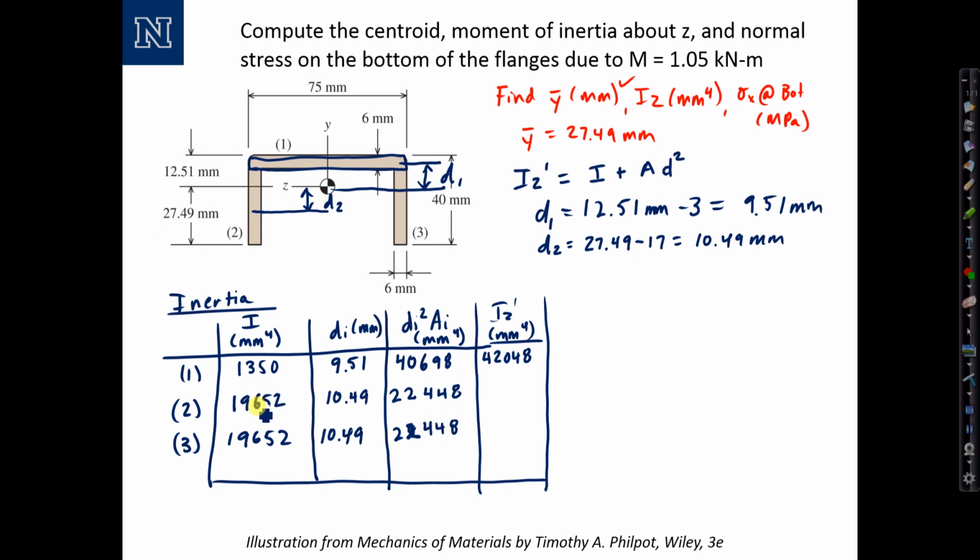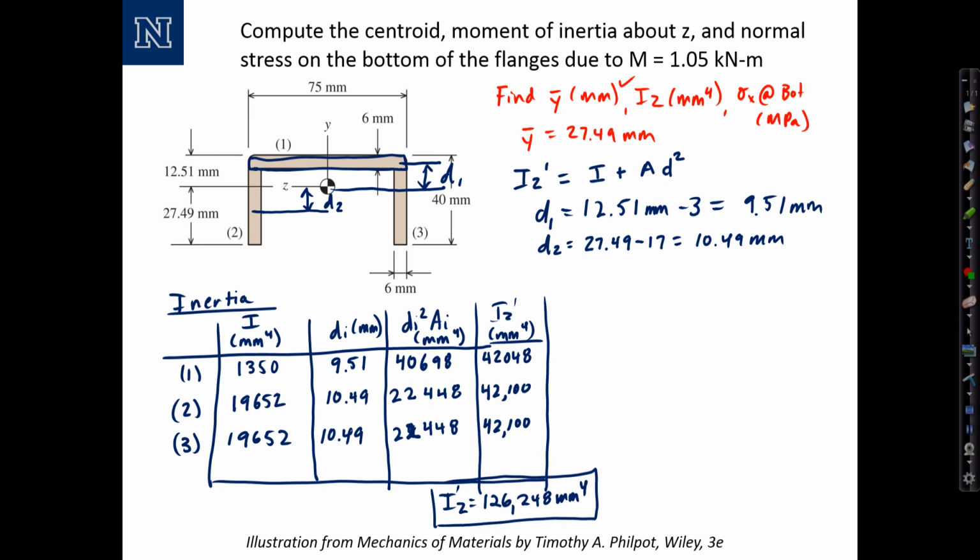And finally, adding the first column and the third column, we get an overall I of 42,100 for both sections 2 and 3. Now when we add all three of these together, the result is 126,248 millimeters to the fourth. If we were presenting that as our overall answer, we might want to reduce the number of significant digits, but it's okay for this case.